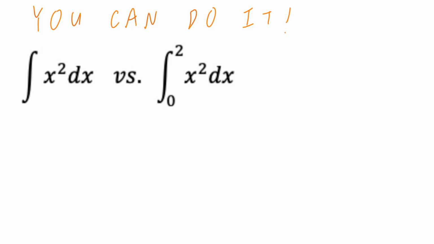Hi everyone, let's take a look at the following integration. What is the difference between the first case and the second case? Let's start with case number one.